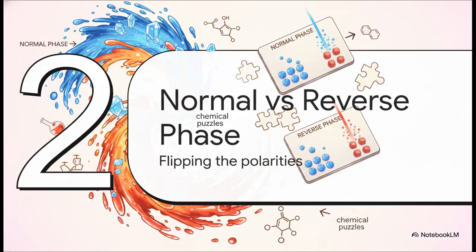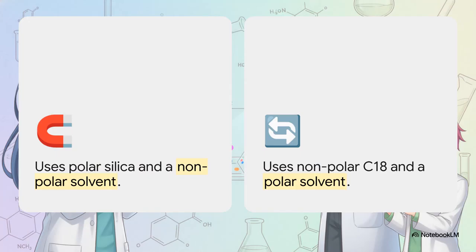Section 2, normal versus reverse phase, flipping the chemical polarities. So, in standard normal phase TLC, we use polar raw silica gel and a nonpolar solvent. This means highly polar compounds stick hard to the silica and barely move. But what if the compounds you're trying to analyze just don't play nice with that setup? Enter reverse phase TLC. Here, we completely flip the script. We chemically modify that silica by adding long nonpolar carbon chains like C18, and then we use a highly polar solvent like water or methanol. Suddenly, your nonpolar compounds are the ones sticking to the plate. It's literally like reversing the rules of chemical gravity to solve a totally different kind of puzzle.